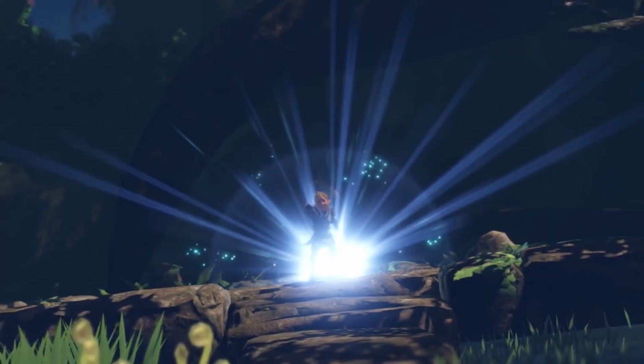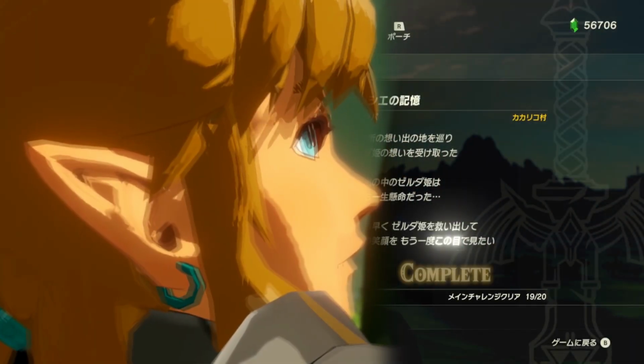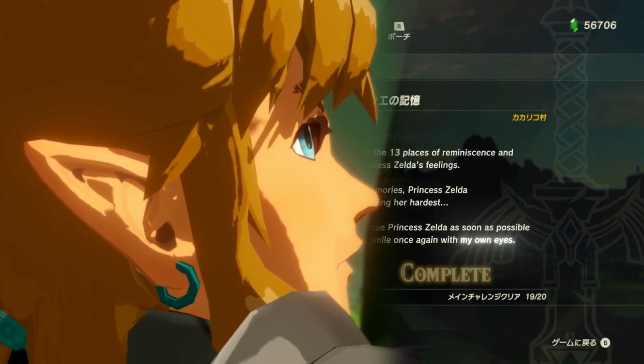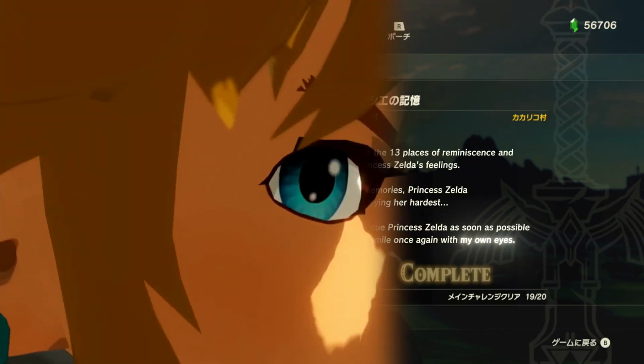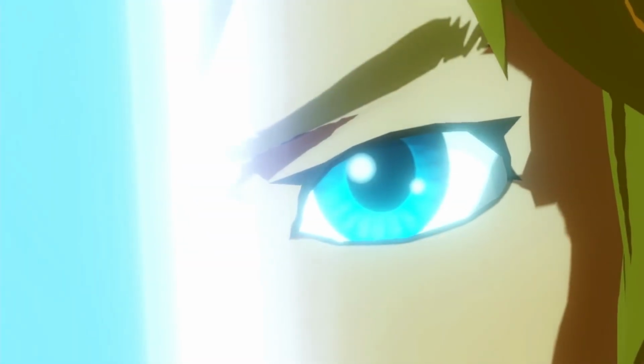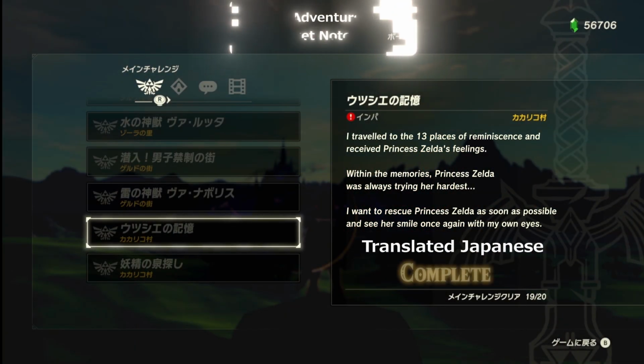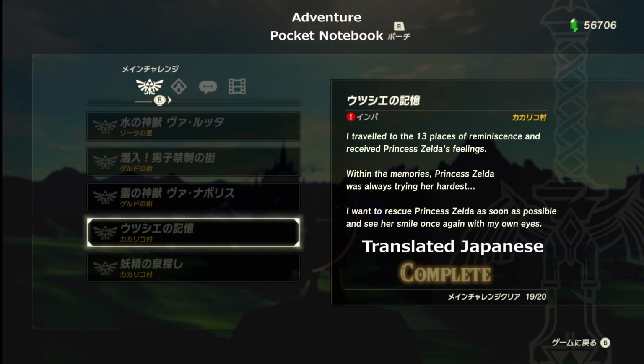To keep true to the original text, we'd also have to find a way to render konome into English, which is what's used for the "my own eyes" part of the quest. It can only mean the author's eyes, as the literal translation is "these eyes," and given that the adventure log is called an adventure pocket notebook in Japanese and is an item that Link holds, it would only make sense for Link to have written it.